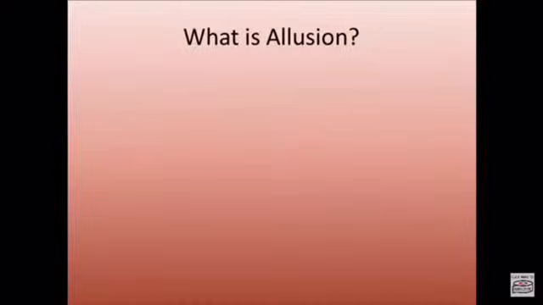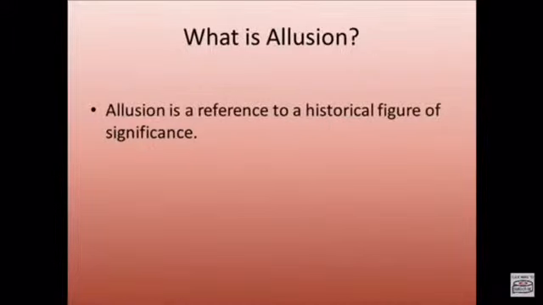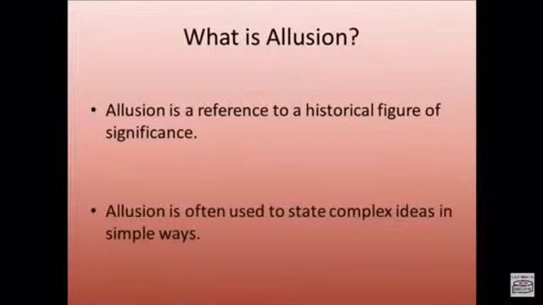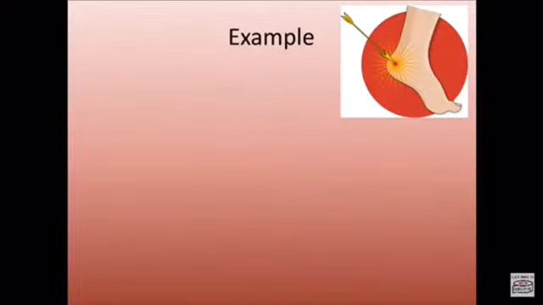Literary device called allusion, or when you allude to something. So what is allusion? Allusion is a reference to a historical figure of significance, usually, and it's often used to state a complex idea in a little bit more of a simple way. I'll show you some examples of that. It's a reference to a historical figure or a historical event, and it's used to make a complicated statement in a simple way.